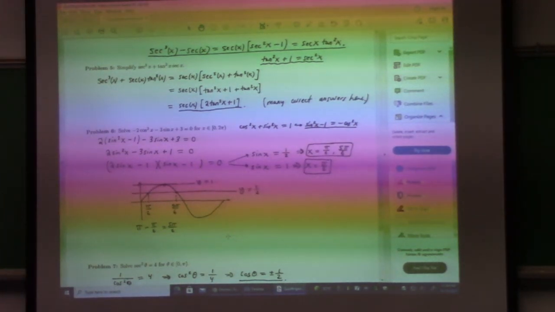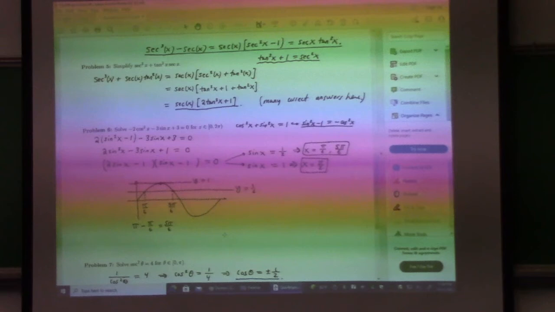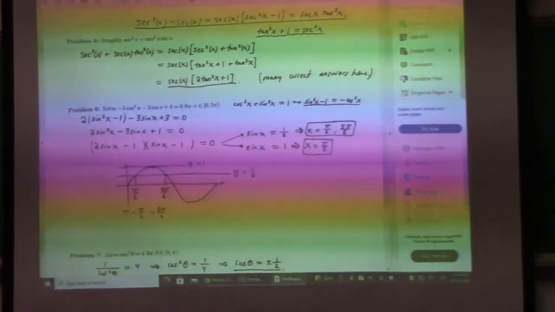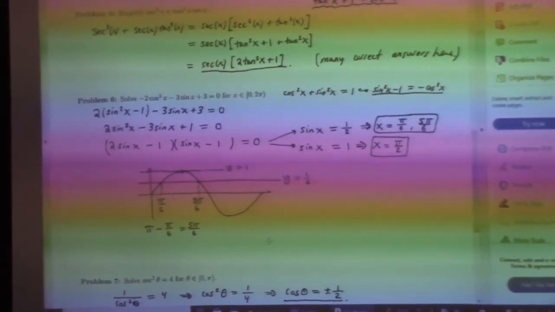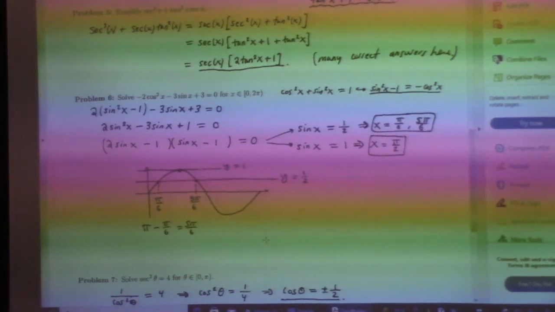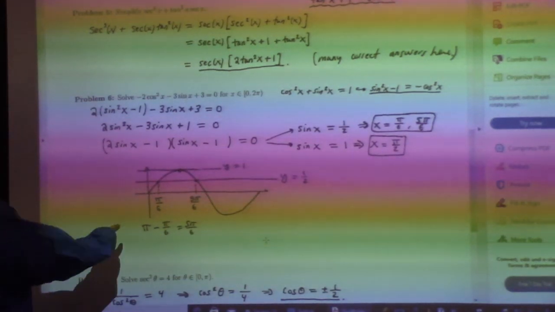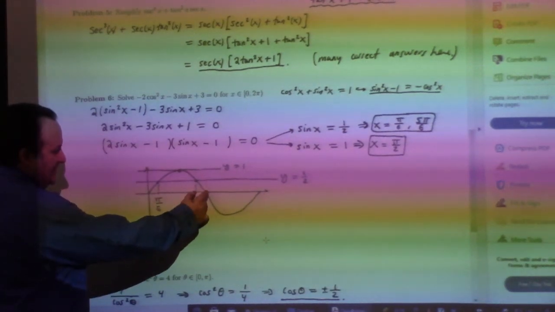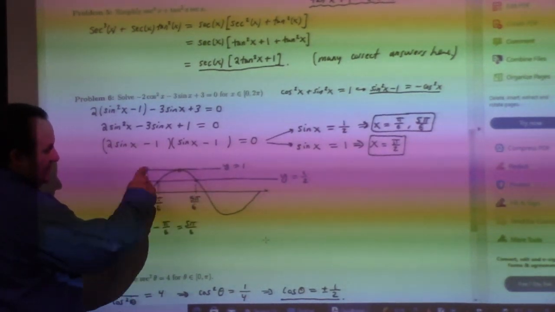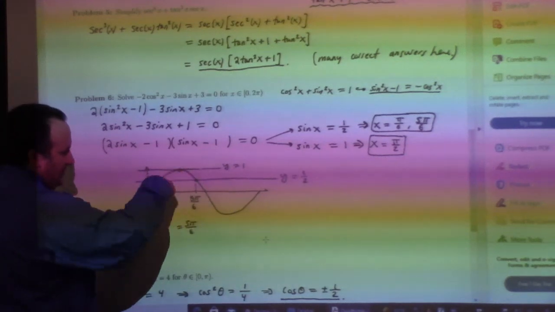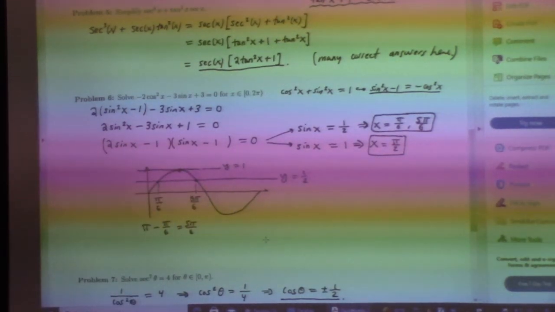And then by the graph, you can see there's one solution for the one case, and there are two solutions for the other, right? For a half, you can either get it at pi over 6, or pi minus pi over 6, which is 5 pi over 6 over here. And we only hit 1 at pi over 2 in the 0 to 2 pi cycle. So them's your three solutions there.